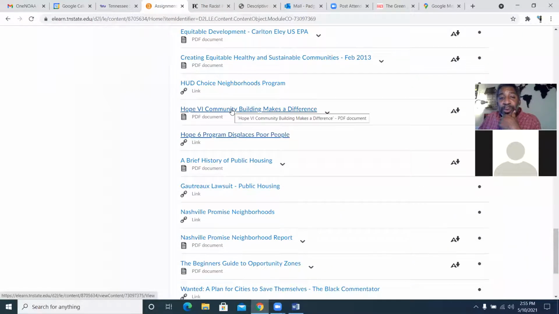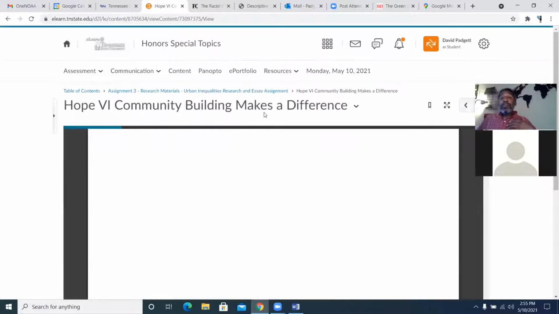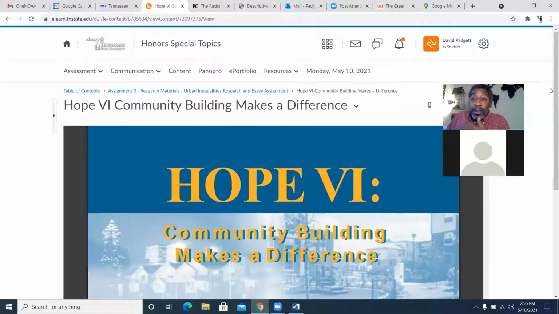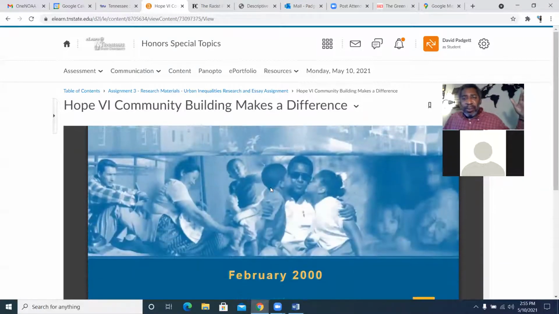What was the Hope 6 program all about? Well, the Hope 6 program was a federally funded program that had as its objective eliminating the concentrated poverty caused by traditional public housing, right? So right beside Tennessee State University is a place that used to be the Preston Taylor Homes, right? It was a big public housing community.